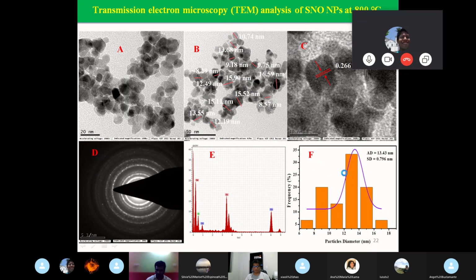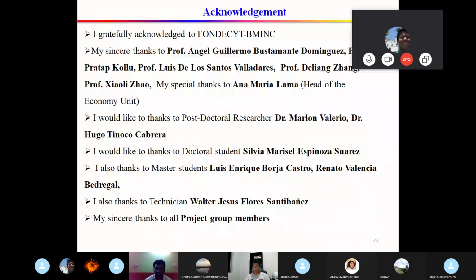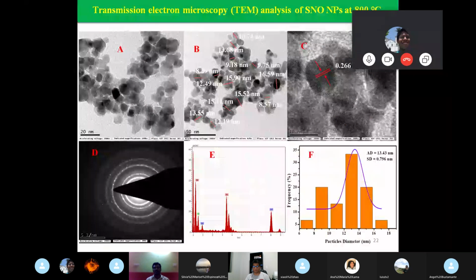Before going to the acknowledgement, I will give this additional part very quickly. The rest, the copper ferrite nanofluid, we didn't get, I will do that also, in my next presentation.